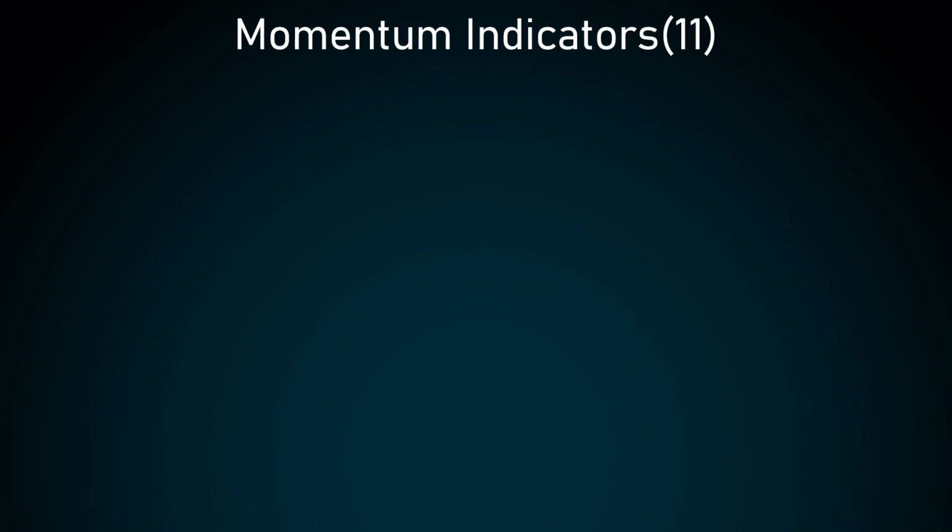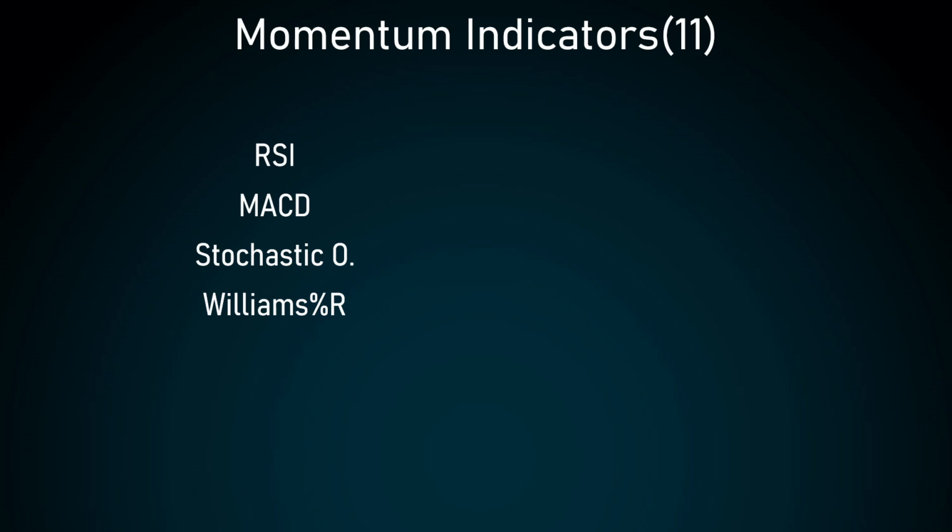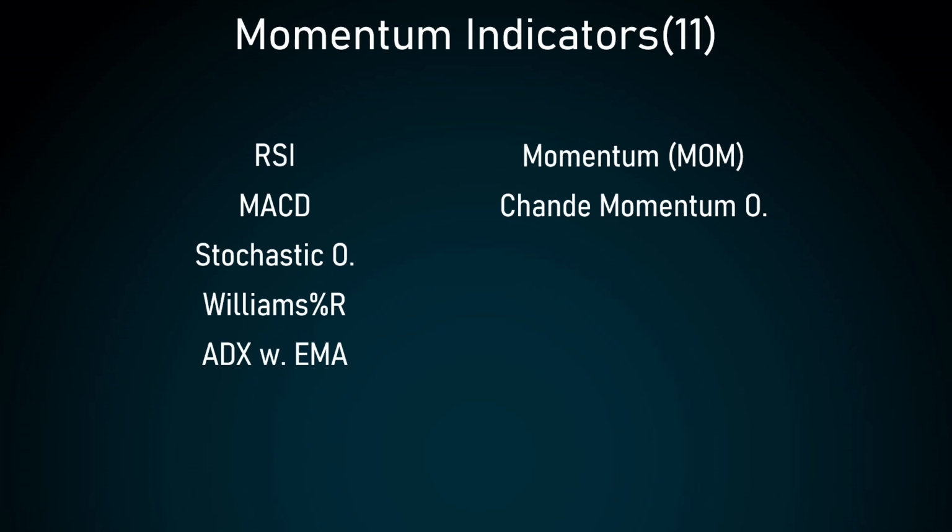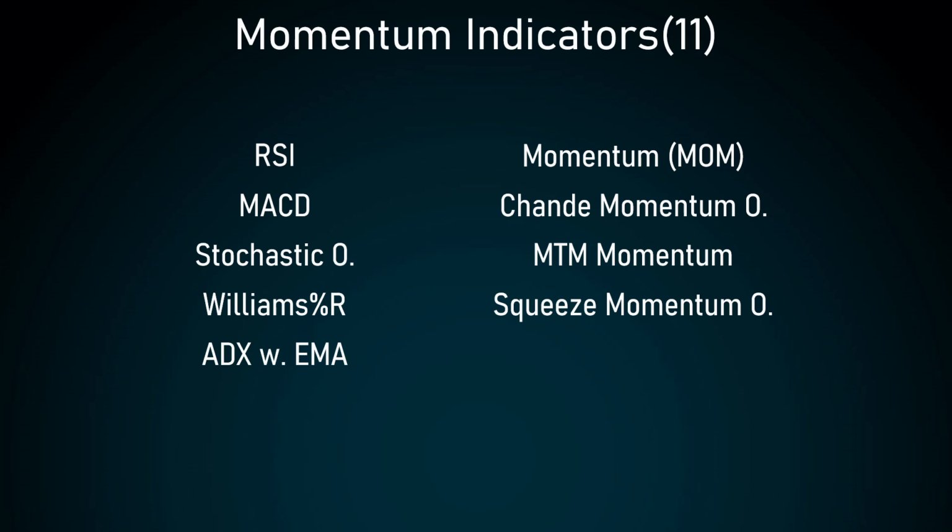First of all, let's see which momentum indicators I will be testing and how will I use them. As I said, I will test 11 indicators, which are the RSI, the MACD, the stochastic oscillator, the Williams percentage R, the ADX with an EMA, the momentum, the Chanda momentum, the MTM momentum, the squeeze momentum, the CCI, and finally the true strength index.